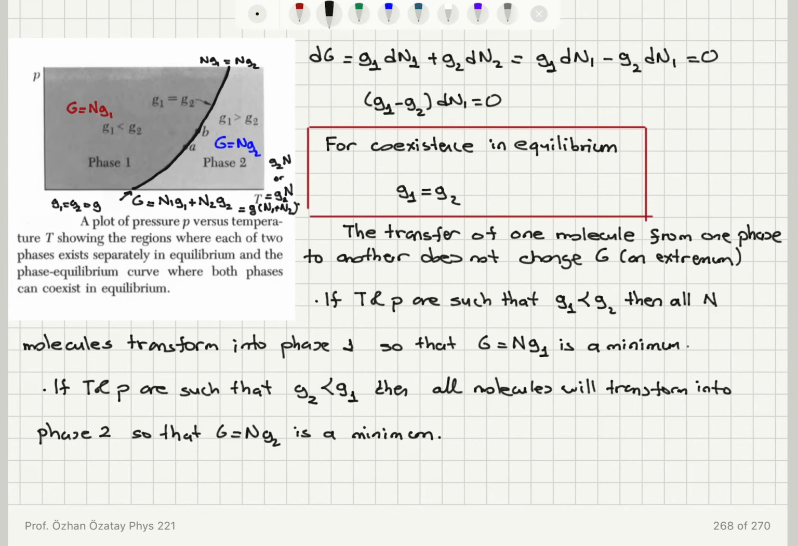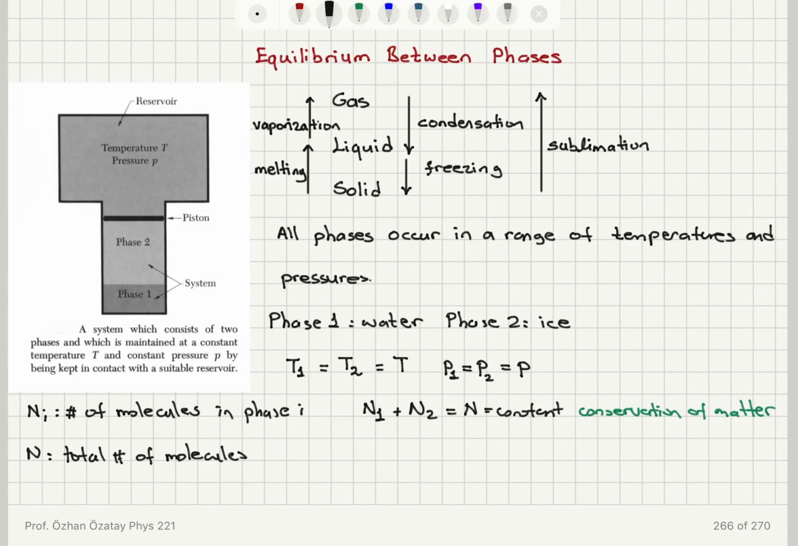Okay, so we're talking about the possibility of equilibrium between phases. So we have phases like gas, solid, liquid. We can go between phases by a phase transformation process, for example, solid to liquid melting, liquid to gas vaporization, gas to liquid condensation, liquid to solid freezing, or solid to gas sublimation. All these phases can coexist in a certain range of temperatures and pressures.